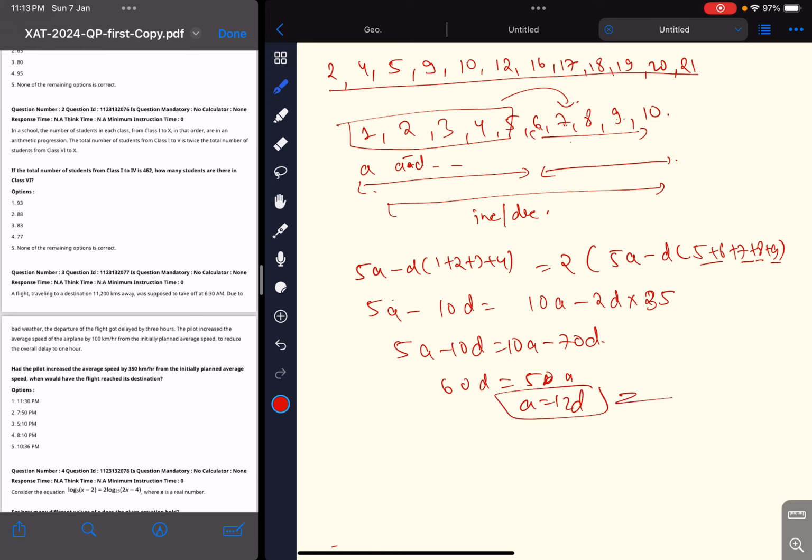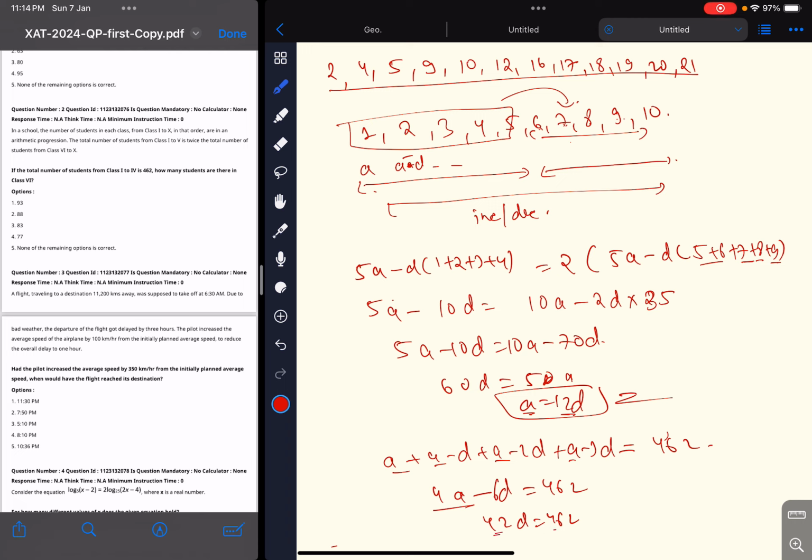Now the question is, how many students are there in the first four classes? 1 to 4 means A plus A minus D plus A minus 2D plus A minus 3D. This is given as 462. So 4A minus D times 1, 2, 3 which is 6, so 4A minus 6D is equal to 462. Now A is 12D, so 48D minus 6D, 42D equals 462.